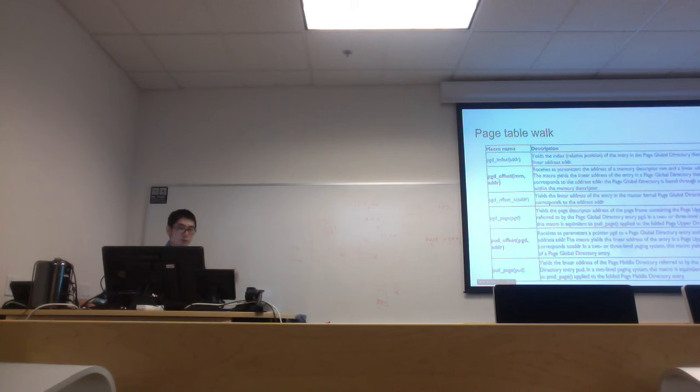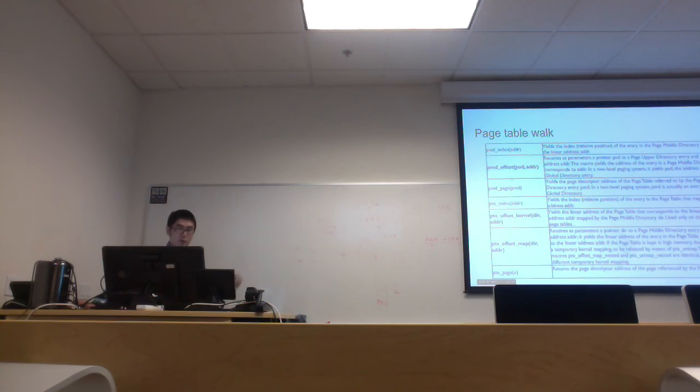PGD offset gives you a PUD entry. And you use PUD offset to obtain a PMD entry. And use the PMD entry, run this, it gives you a PTE entry. And this PTE entry is what you need. Using this PTE entry, you can get a page struct which manages a physical page, or use this PTE entry to do the address translation to go to that address.